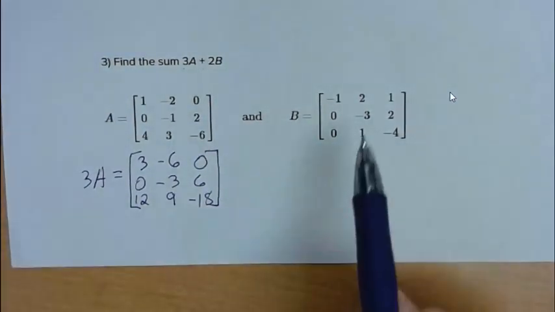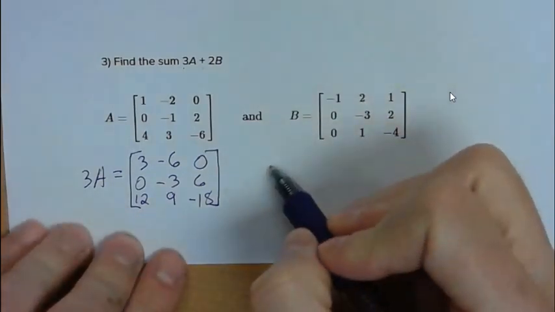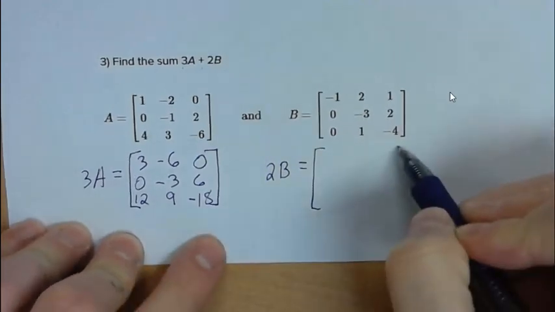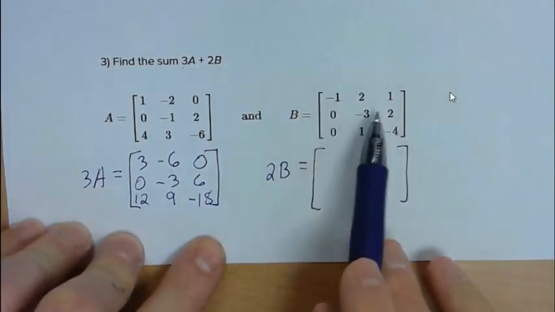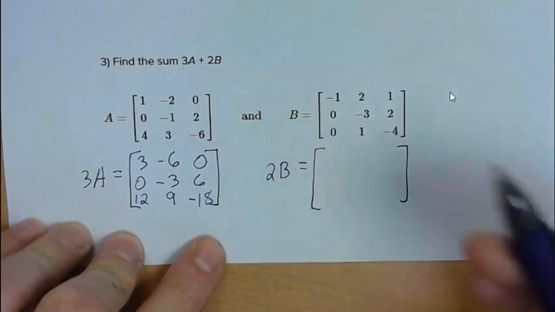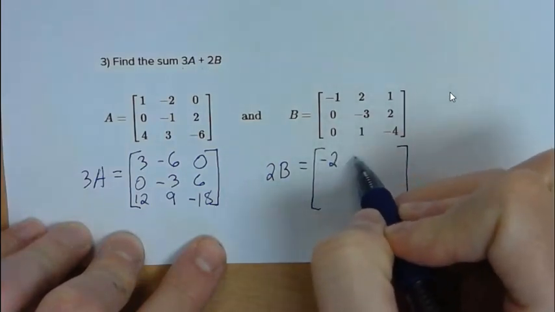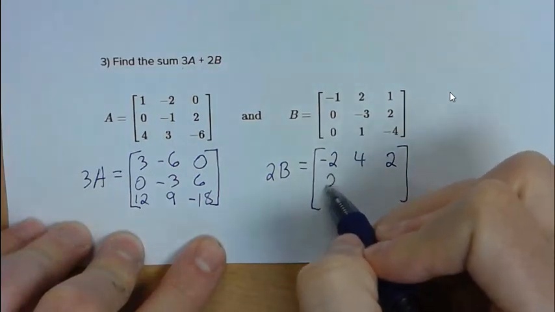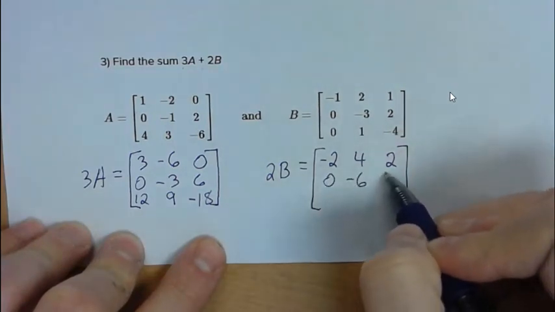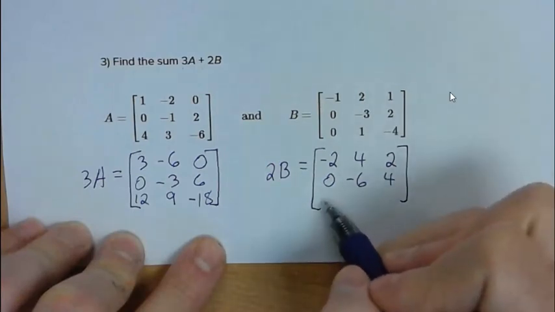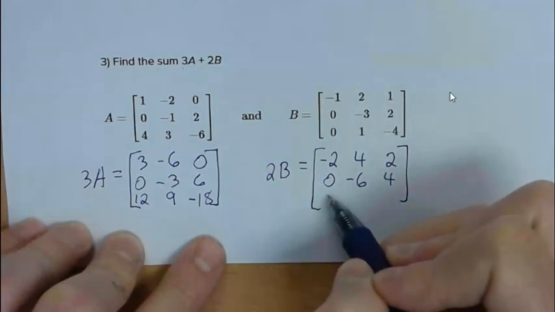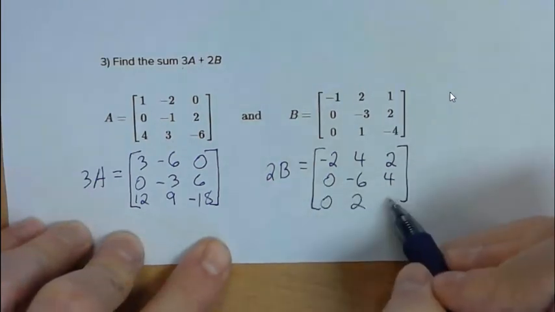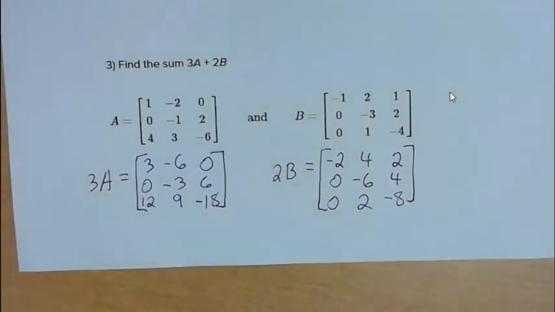We now need to double everything in B. So we need to make 2 as our scalar, multiply by matrix B. So I'm going to double all 9 elements of that matrix right there. So I would have -2, 4, and 2 in my first row. I would have 0, -6, and 4 in our second row. And I would have 0, 2, and -8 in my last row.